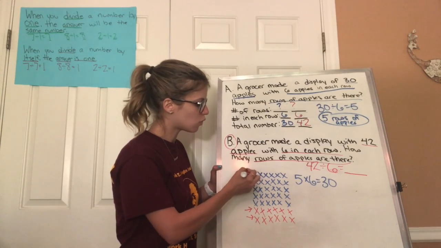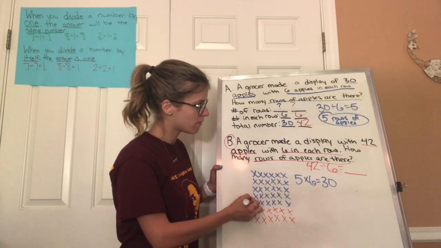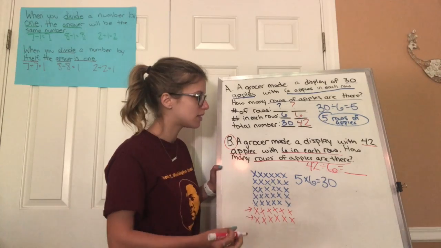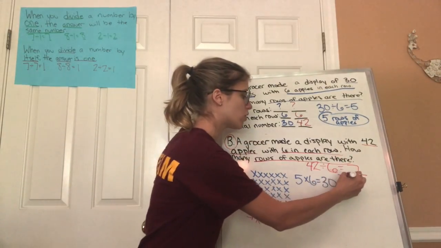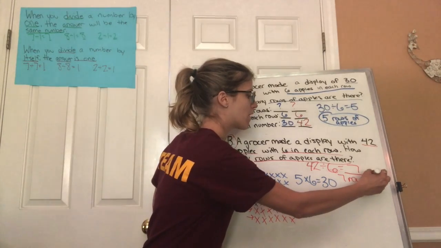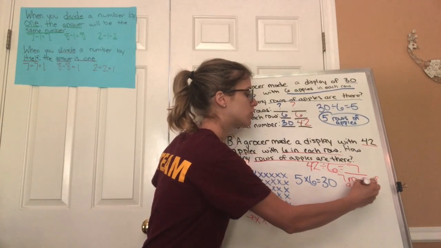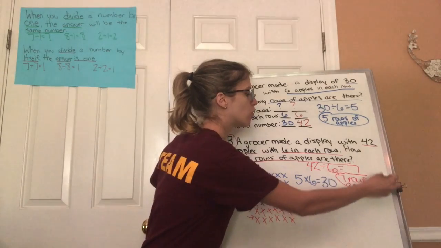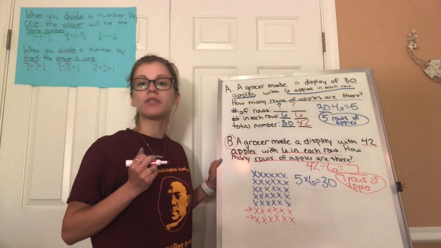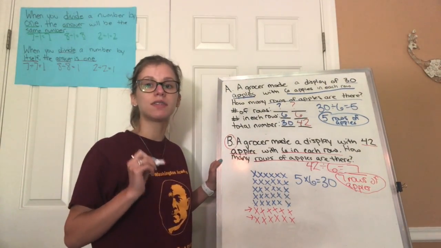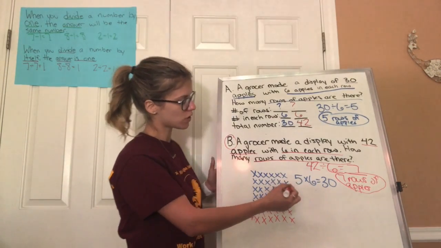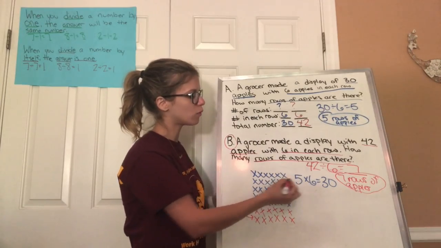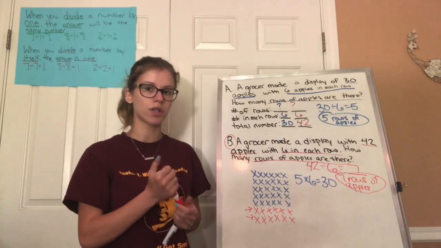So I see that there's 1, 2, 3, 4, 5 that we already had, 6, 7 rows. So there's 7 rows of apples. If you started with 42 apples total and broke it up into rows with 6 in each, you would have 7 rows. So the multiplication sentence that we used for our first problem was 5 times 6 equals 30.